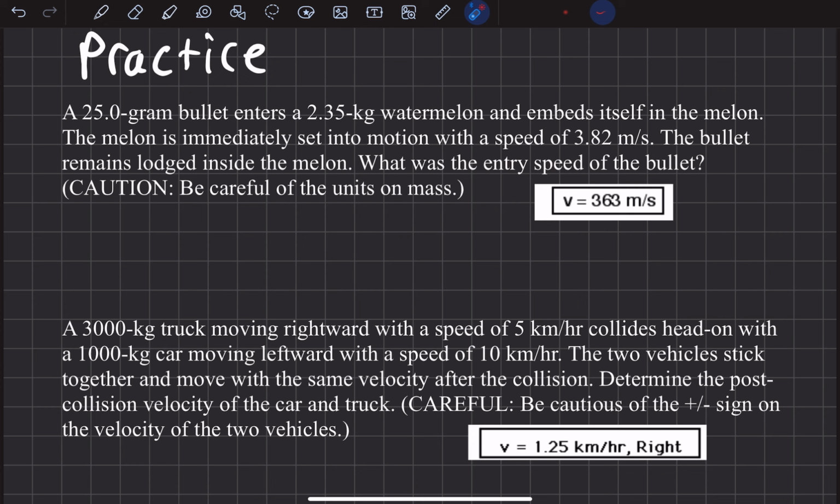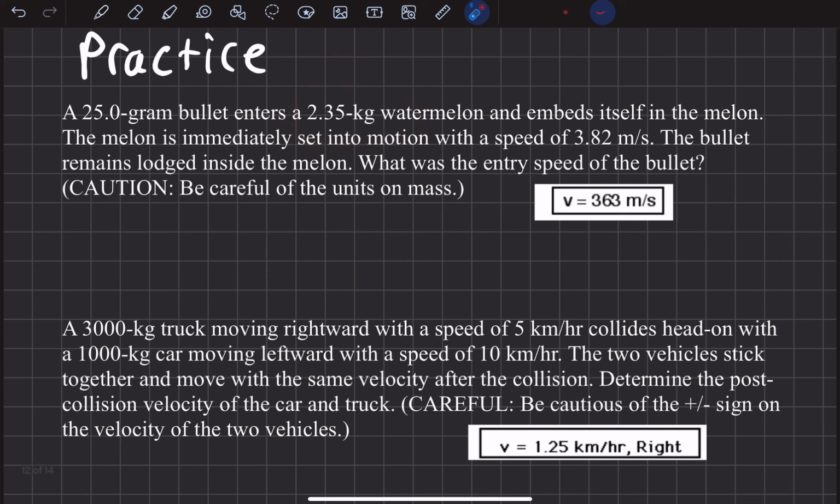So here, unlike the previous examples I showed you, we are solving for the initial velocity of the bullet. That's fine. As long as we can write the expression, we can just solve for some other variable. One key note here, though, we need to be careful of the units of mass because the bullet is in grams, but the watermelon is in kilograms. Have to have the same unit of mass.